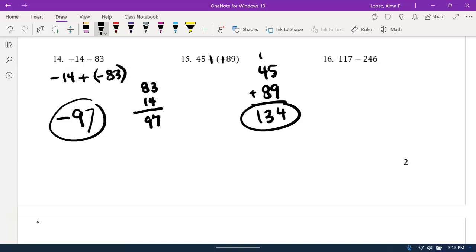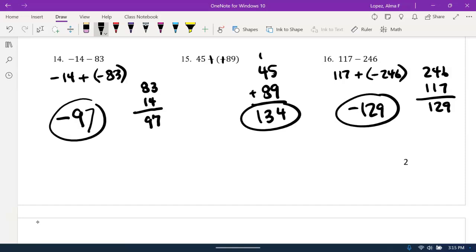Here's another one. If you're not sure about what it's doing, you can always rewrite it as an addition problem. Now you can see that there are two different signed numbers. So real quick, we're going to subtract. Now I'm not going to show all of this one, but when you subtract it, you get 129. Help me out. Pause the video. Think about what would the sign be. Negative 129 is correct.